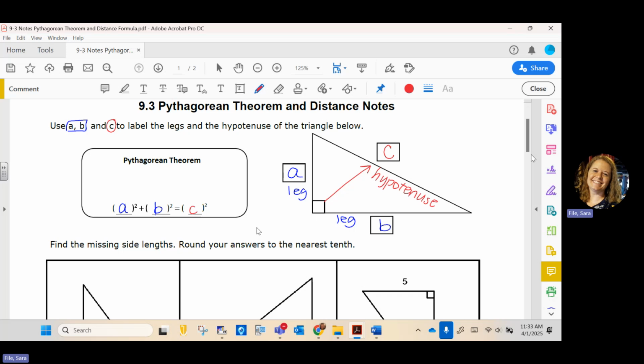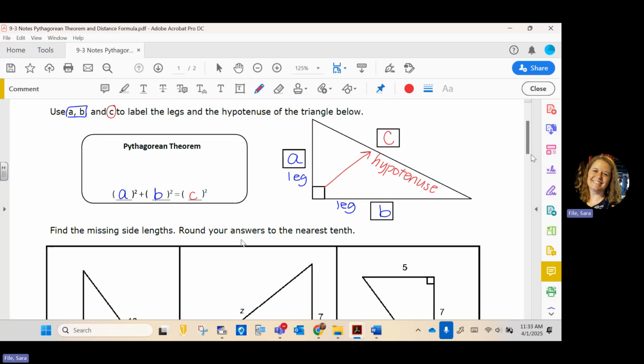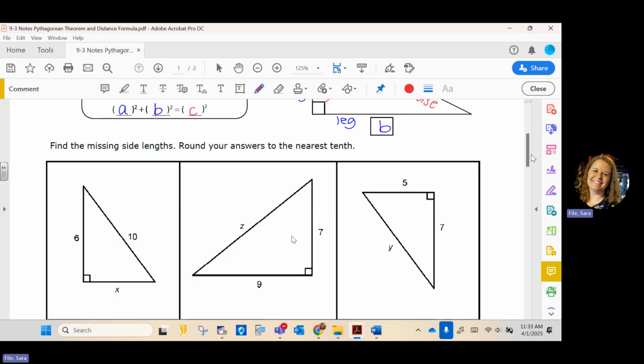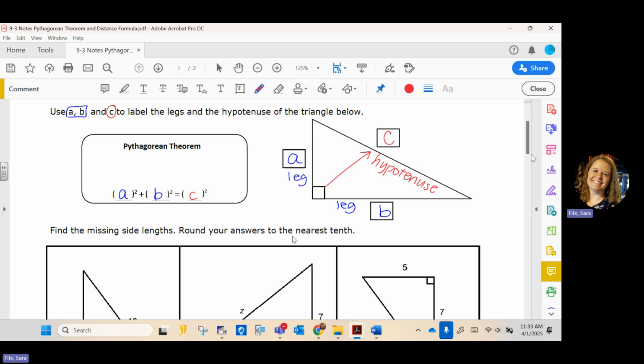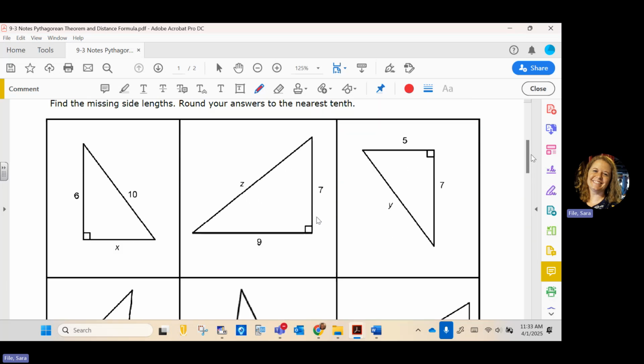All right, so let's try and use that formula on these examples here to find the missing side length of the triangle. It says round our answers to the nearest 10th. Do we have to do... No, we're not doing trig. That's going to be next unit, actually. We'll do right triangle trig. Right now, we're just doing Pythagorean theorem, and we'll learn distance formula on the back.